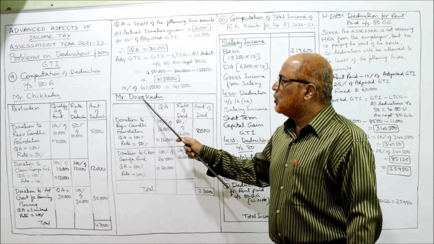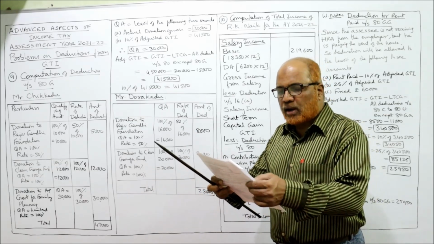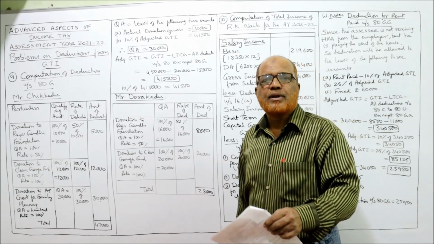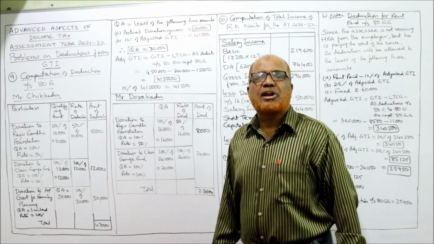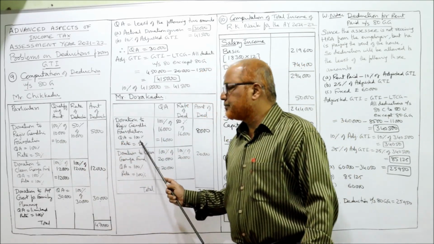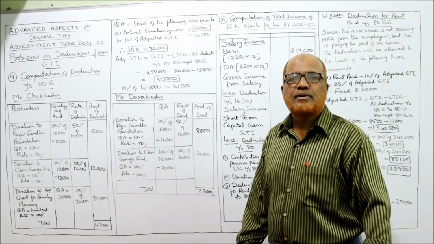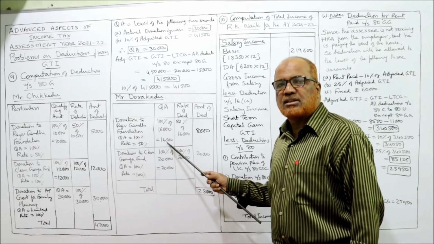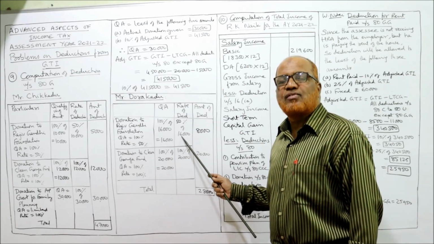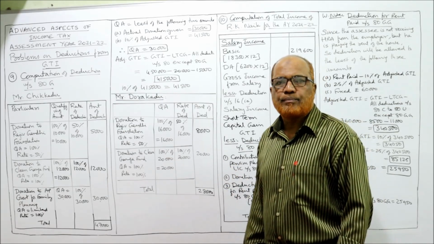Next one is Dorakadu. Again the same procedure. Donation to Rajiv Gandhi Foundation. Qualifying amount 100%, rate of deduction 50%. Just now we have seen. Here the donation given to Rajiv Gandhi Foundation is 16,000. The qualifying amount is 16,000 but the rate of deduction is 50%. So 50% of 16,000 is 8,000.